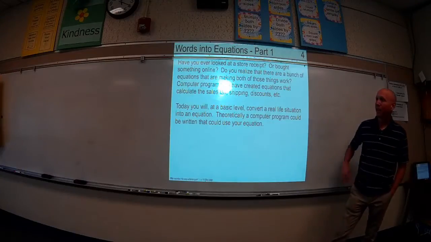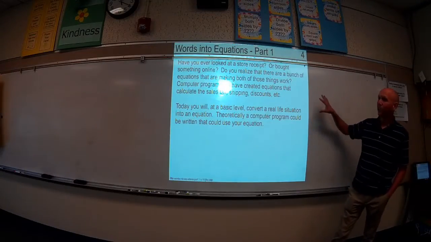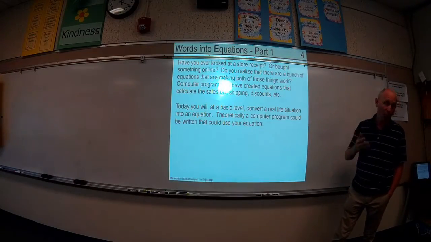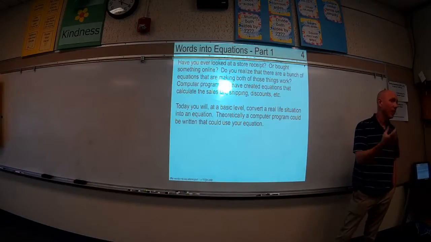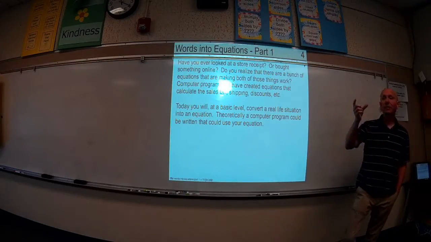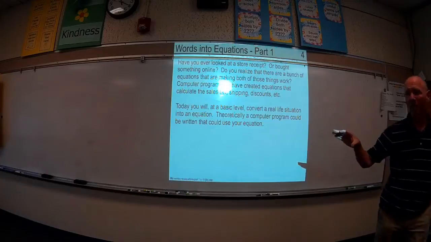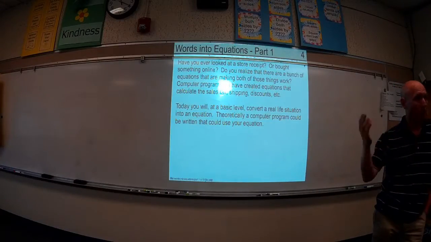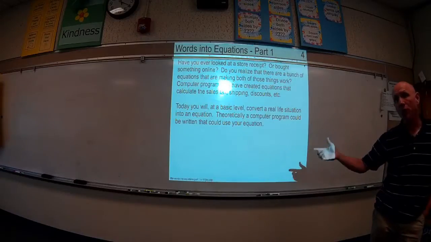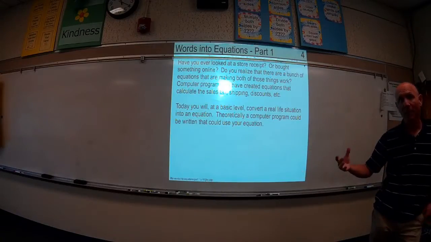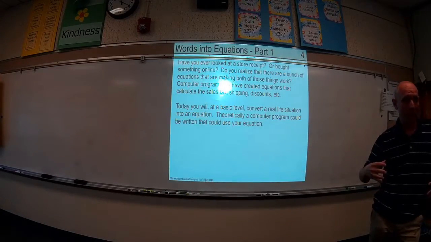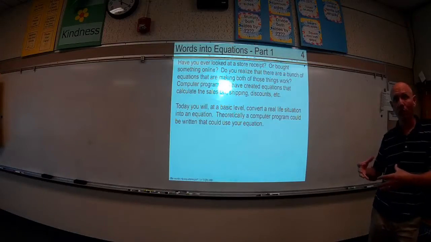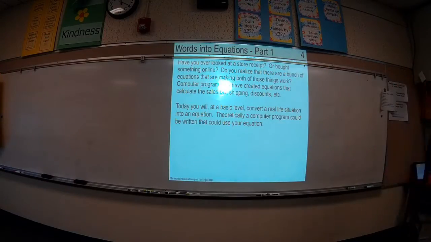Today we're going to look at, on a basic level, how to look at a real life situation and convert it into an equation and then solve that equation. Almost everything we're going to see right now, you could do without an equation. You could just solve it by manipulating the numbers. But the goal is to create an equation and then solve it. It's about the creation process more than just getting an answer.